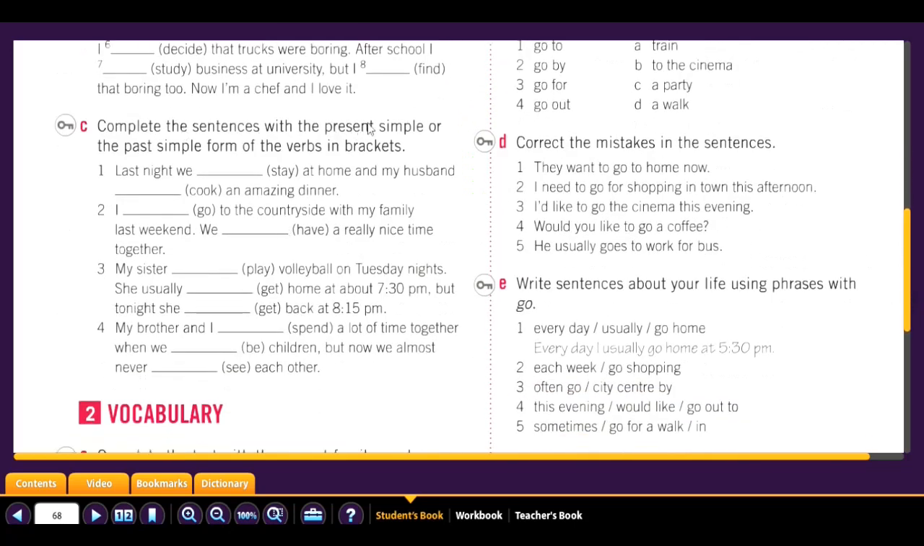Complete the sentences with the present simple or the past simple form of the verb in brackets. Now here you need to check if it's present or past. Last night, is it an expression for present or for past? Last weekend, is an expression for present or past? On Tuesday nights, she usually, son expresiones para presente o el pasado.